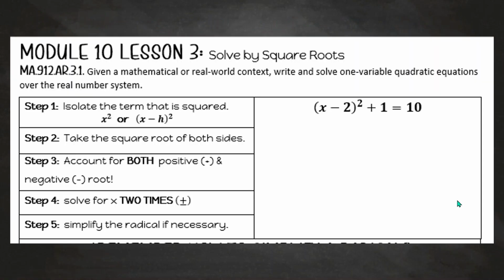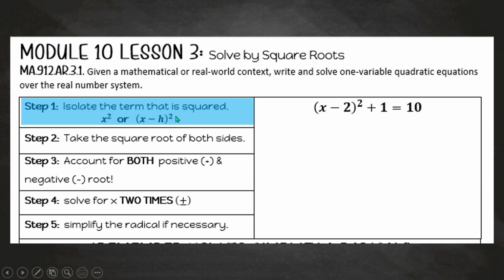Okay, so when we're trying to solve a quadratic equation, there are times that it will be given to us where we already have a squared term. So here we have (x - 2) in parentheses squared, plus 1 is equal to 10. This is still a quadratic because I have this exponent of 2.